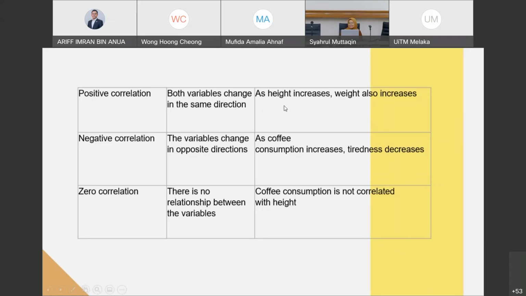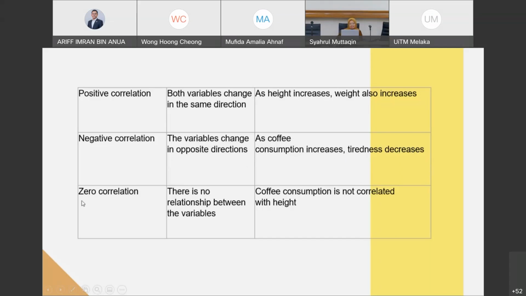This is the example. As height increases, weight also increases. Yeah. So when the motivation increases, the achievement also increases. Yeah. And then for negative correlation, the variables change in the opposite directions. Yeah, as coffee consumption increases, tiredness decreases. Yeah. As the level of students' anxiety increases, and then the students' achievement will decrease.